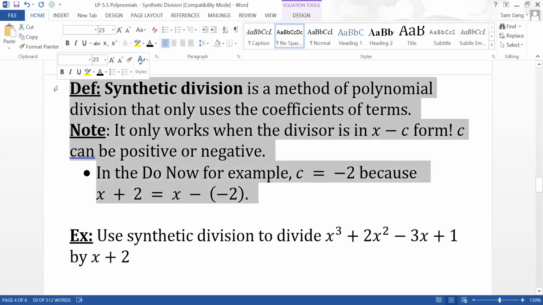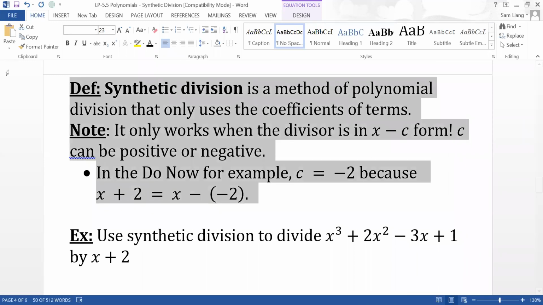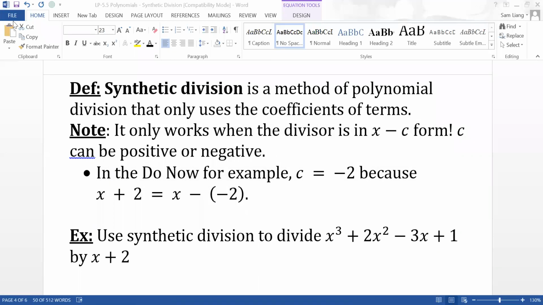Can I get a volunteer to read this, please? The definition of synthetic division is a method of polynomial division that only uses the coefficients of terms. Note, it only works when the divisor is in x minus c form. c can be positive or negative. In the do now, for example, c equals negative 2 because x plus 2 equals x minus negative 2.